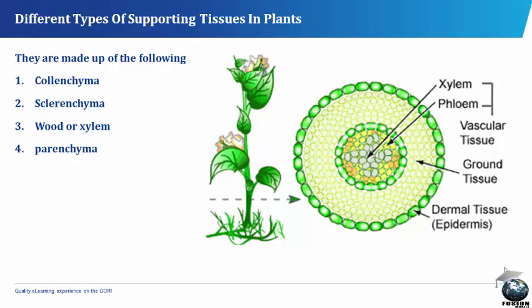The sclerenchyma is made up of dead cells whose walls are uniformly thickened. The walls are made up of lignin. This gives support to the plant.